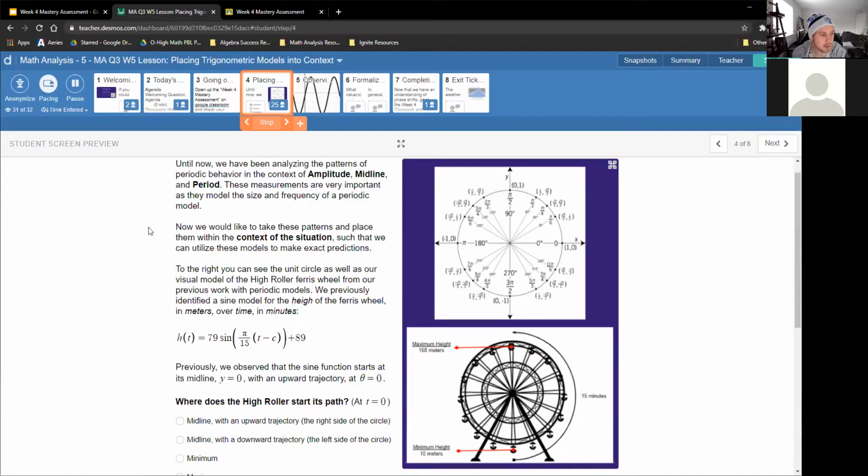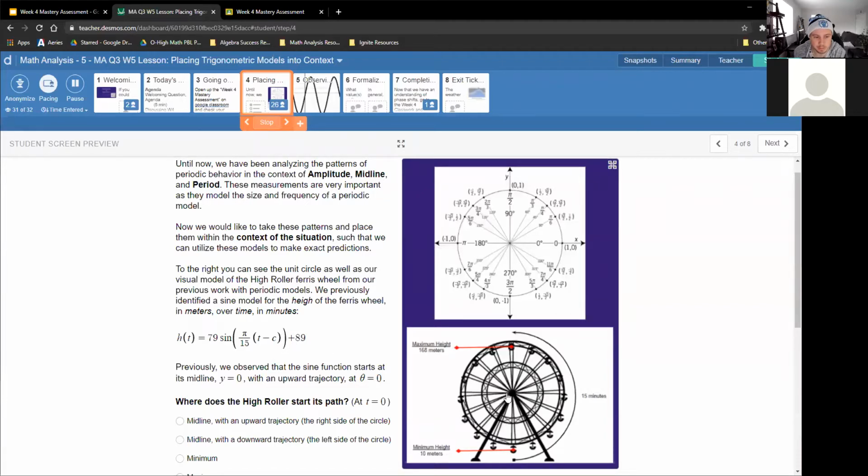Work on these slides. Okay, so to the right, we see the model. Previously, guys, we identified a sine model for the height of the Ferris wheel in meters over time in minutes, right? That's what we had done previously. And we got this. We said the height over time is equal to 79 sine of pi over 15 t minus c. And notice, guys, c is that value that we left there, right? Plus 89.